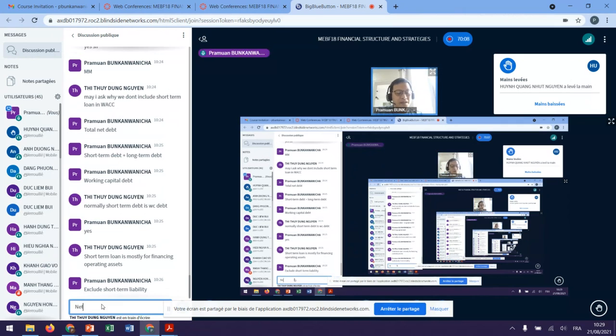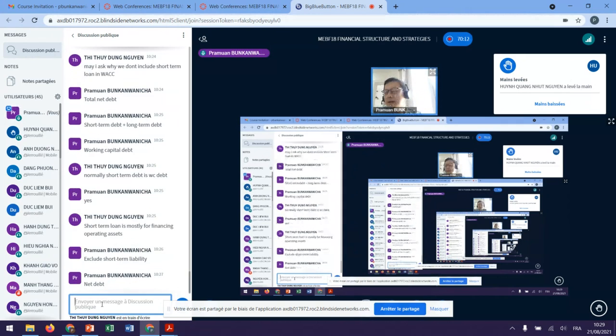Usually, when you use net debt, the cash the company holds often offsets some of that short-term debt for working capital. That is how the company usually manages it. So when you use net debt, the question of whether to exclude or not usually gets naturally solved.